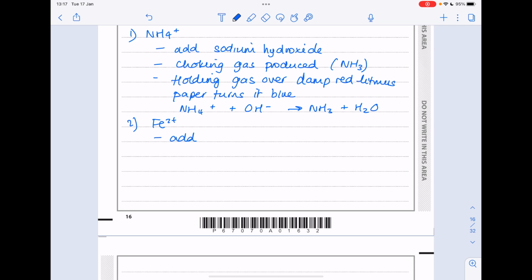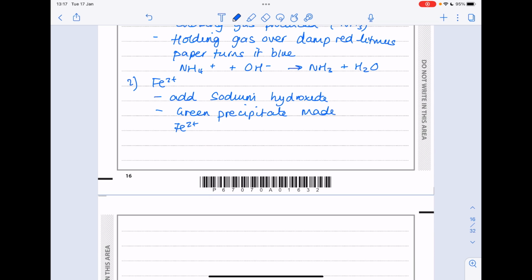What about iron(II)? Again, we add sodium hydroxide. What will you see this time? No gas. Instead, you get a green precipitate formed. So you must learn these colours. And your ionic equation looks like this. Make sure it's balanced.